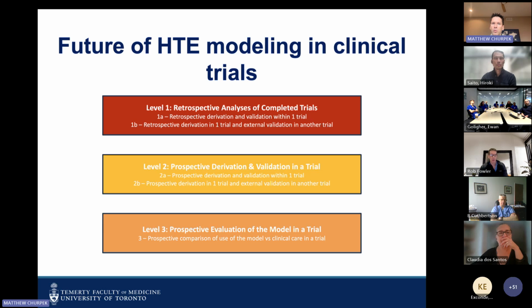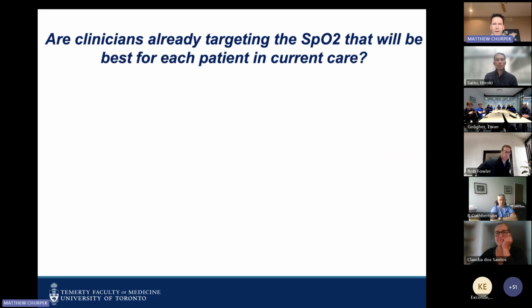Certainly you can do retrospective analyses of completed trials, and that's probably the first level. You can then move to prospective derivation and validation in a trial where you're actually running the model prospectively. And then finally, you could take that model, for example, the individualized treatment effect model that predicts who benefits or might be harmed by different levels of oxygen targets, and compare it to usual care to see if the model itself may be able to drive care better than what is in current practice.